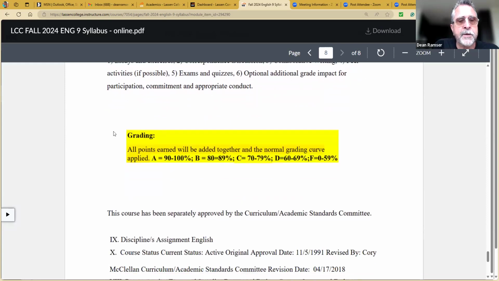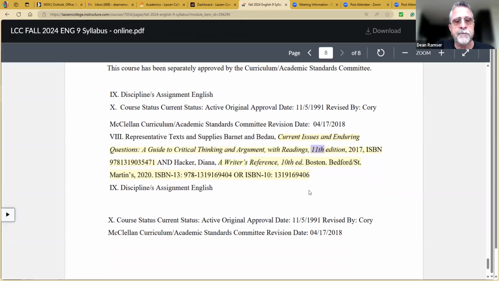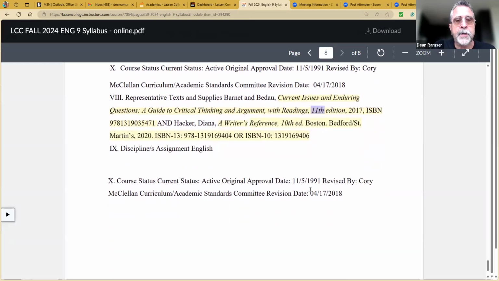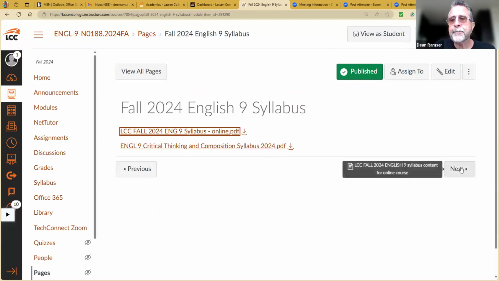The grading's pretty standard. Here's the text. I had the 11th edition. The college is now asking that you use the 13th edition, but I think it's a shame that you should have to spend $100 on a book, when having the 11th edition should be fine. But let me know if the edition that you have doesn't match up with the assignments, and I'll see how we can make it work for you.